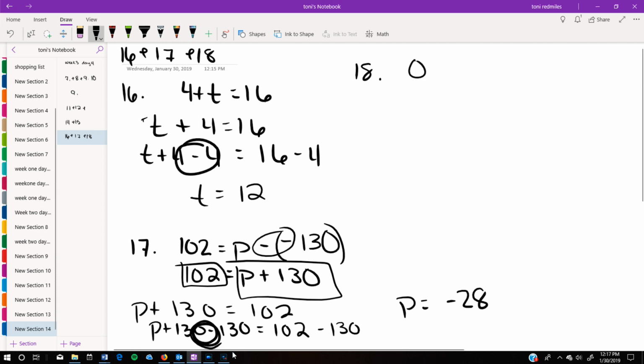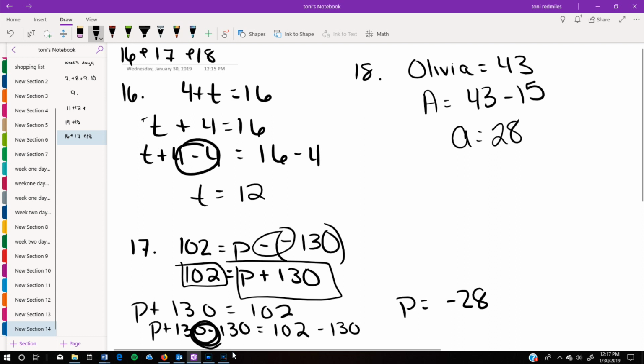Olivia owns 43 CDs. This is 15 more than Angela. So what Angela owns is 43 minus 15, right? Because Olivia has 15 more than her. So Angela has 15 less than Olivia's. Okay? How many CDs does Angela own? I just wrote the equation. It's A equals 43 minus 15. And if I subtract those, I get 28. Angela has 28.